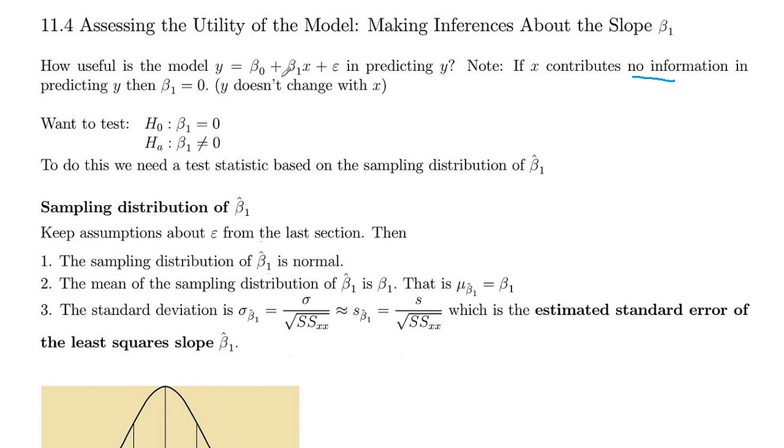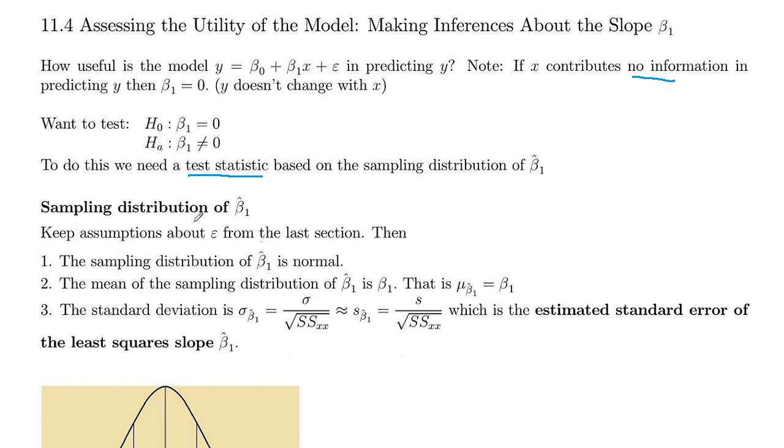So if our slope is equal to 0, this just drops out and our y value is beta 0 with a random error. So what we're really interested in testing here is the following hypothesis. H0, our null hypothesis, is that beta 1 equals 0. So that means that x contributes no information in predicting y. That's what we're assuming. And then if the sample indicates otherwise, we'll establish our alternative hypothesis, which is beta 1 not equal to 0. So to do this, we're going to need a test statistic that's based on the sampling distribution of beta 1 hat, the sample statistic for the population parameter beta 1.